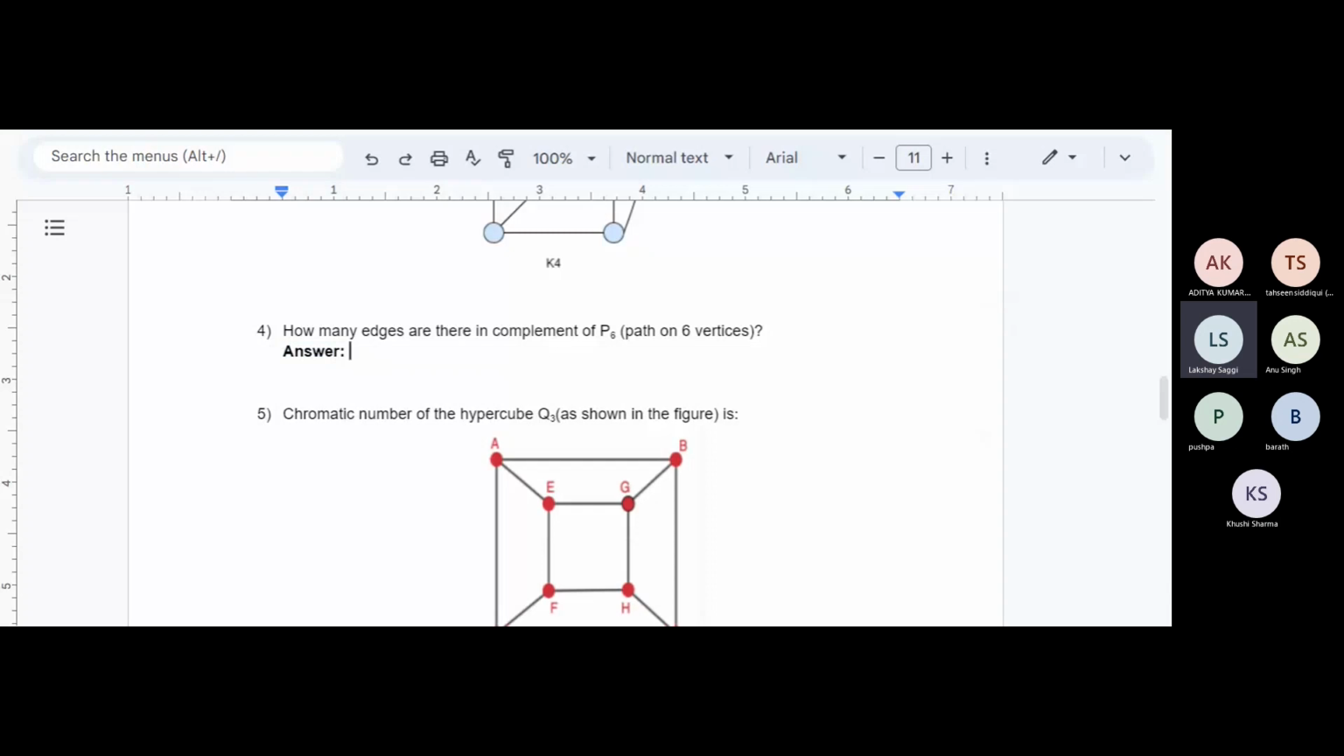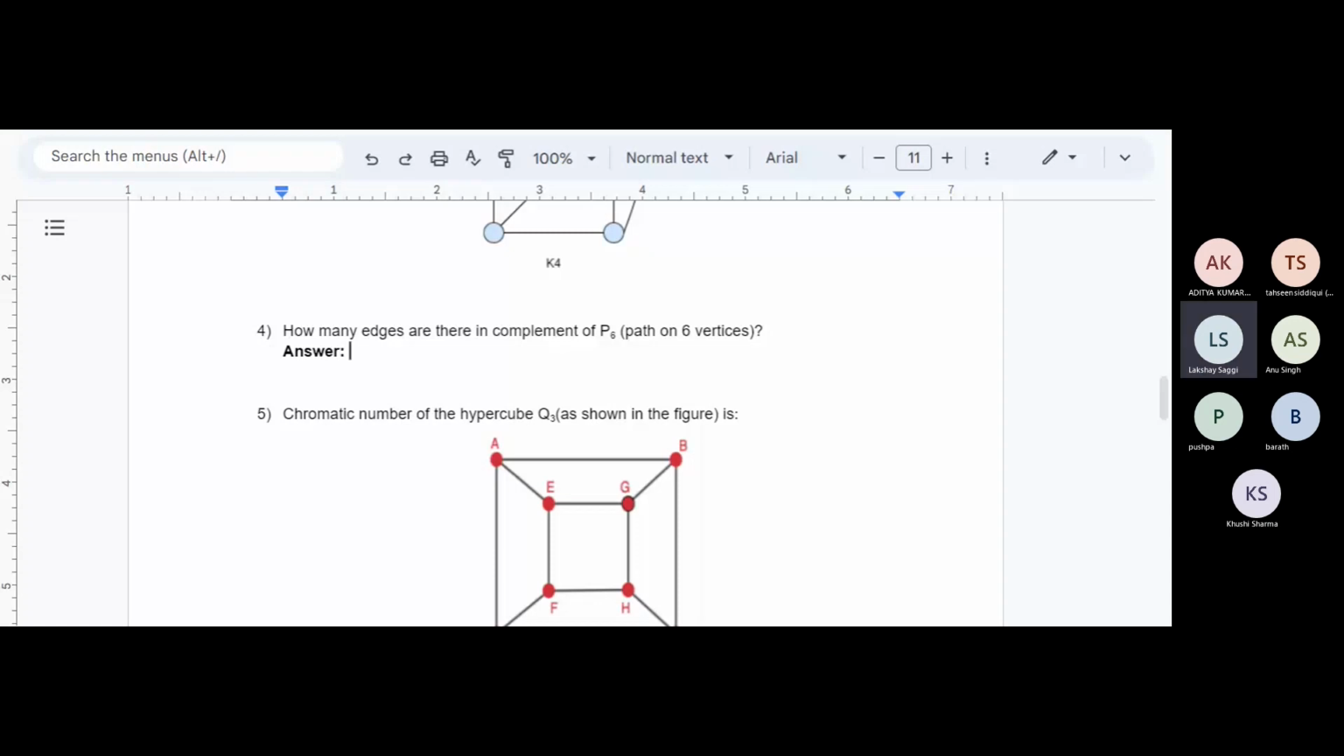First question asks how many edges are there in the complement of P6? So complement, I guess you already know what is the complement of a graph. Complement of a graph is a graph in which you just have the edges which are not present in the original graph, over the same vertex set.